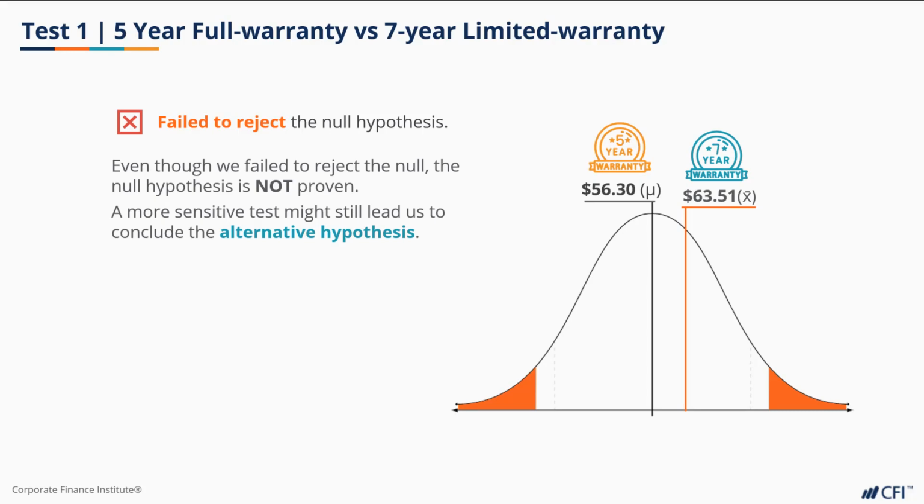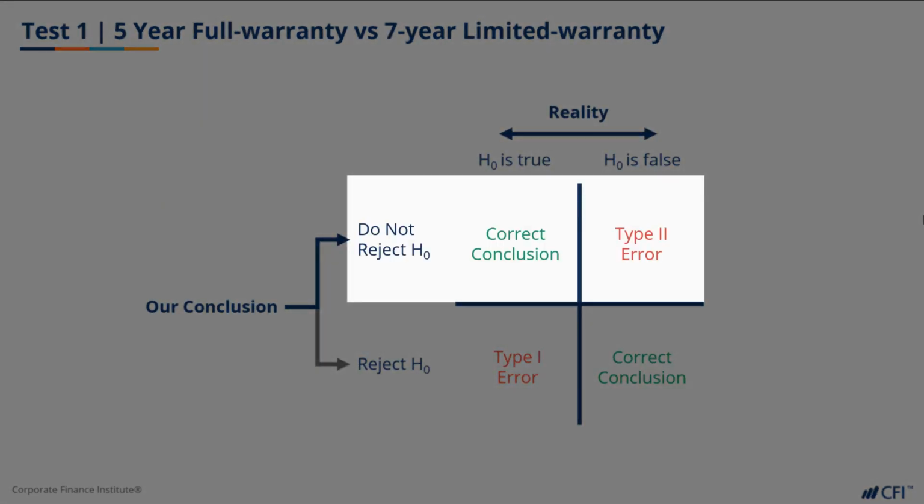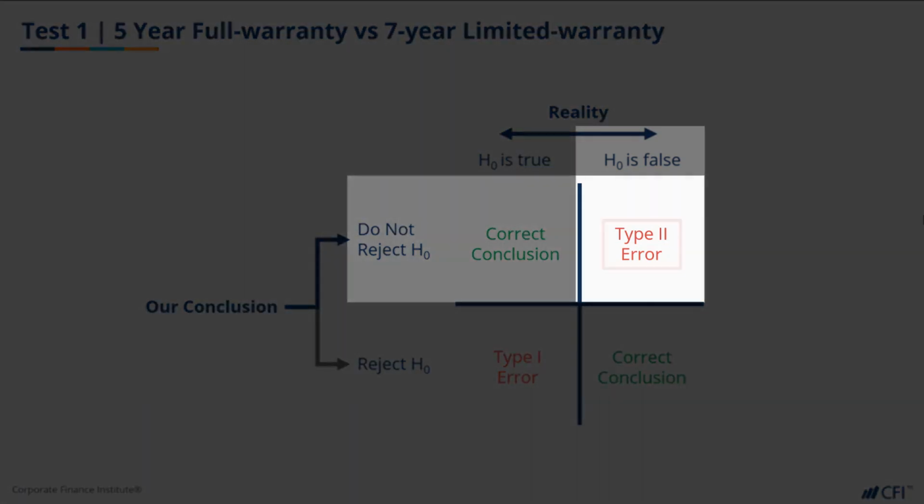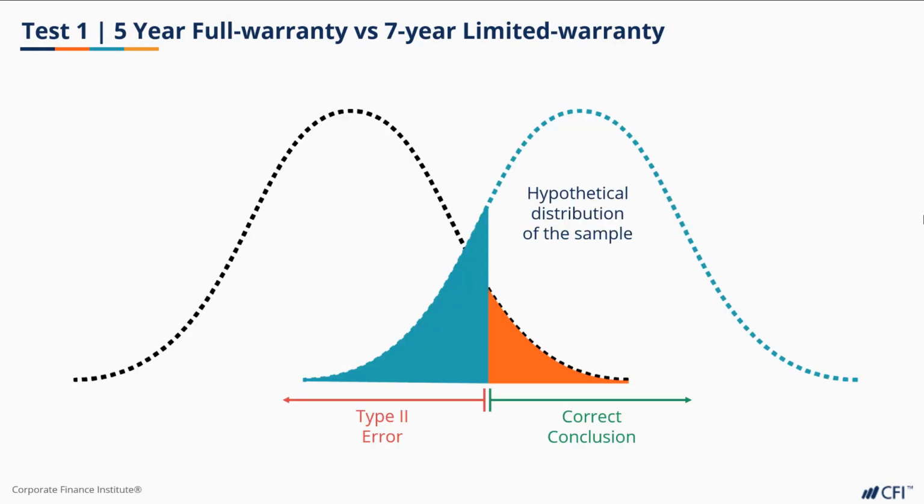We might be worried that there is a difference, and our test just couldn't detect it. When our test fails to reject the null hypothesis, but the sample distributions are actually different, we call this a type 2 error, or a false negative. To visualize this, let's pretend our samples are different, and insert an imagined distribution for our second sample.